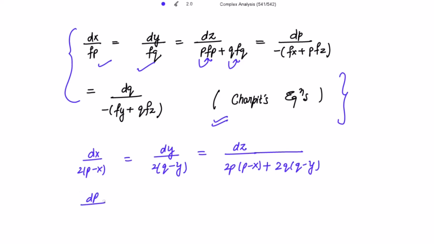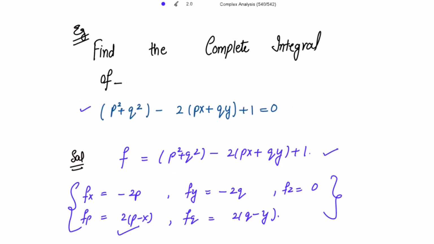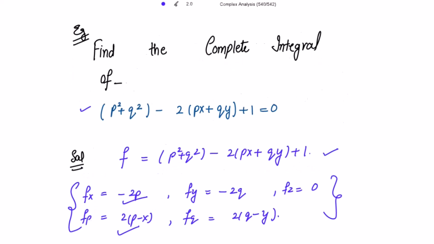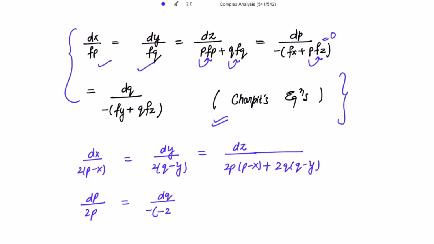Then dp divided by negative of fx. Fx is minus 2p, plus p multiplied with fz. Fz is 0. So that's it. It is plus 2p, equal to dq divided by negative of fy. It is minus 2q. And because fz is 0, there is no need to write. It is plus 2q.